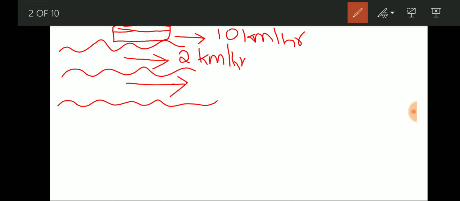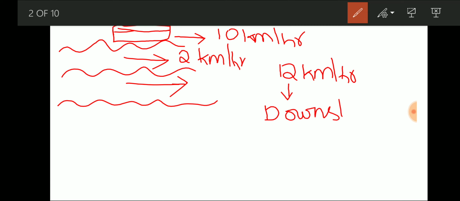We know the boat can go at 10 and the flow of water is 2 kilometers per hour. Now the boat will travel at 10 plus 2, which is 12 kilometers per hour, and this speed is termed downstream speed. The reason is that the boat is traveling in the direction of the river, along the flow of the river, so we just add both of the speeds. It's going to be 12 kilometers per hour.